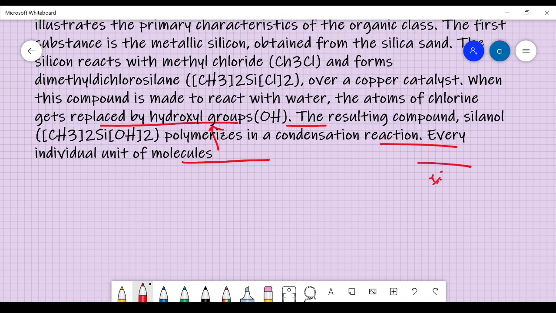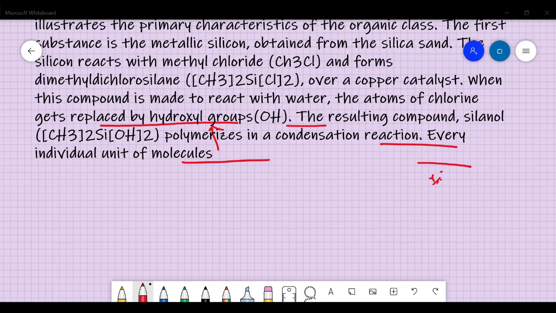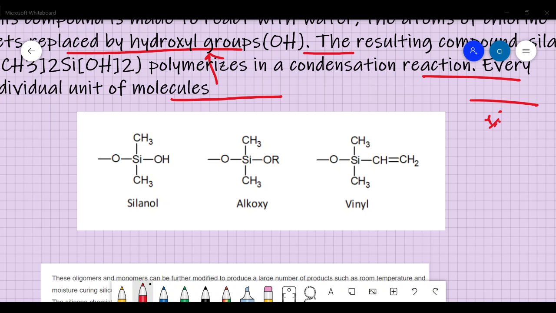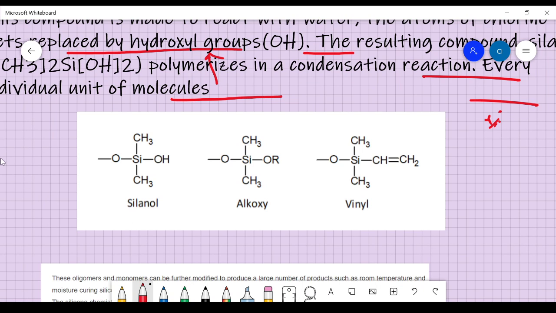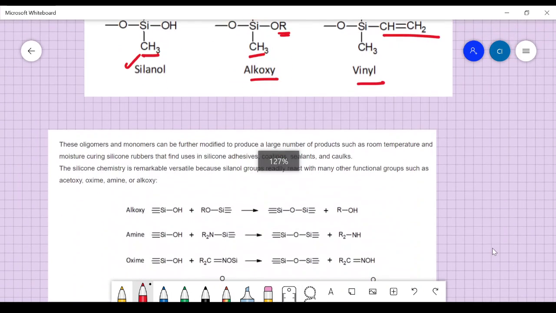So for the applications part, there are a lot of applications. Here is the major difference you have to write. When you have this CH3 only, you call it a silanol. When you have CH3, another CH3, and another R, then this is an alkoxysilane. And then when this OR is substituted by one vinyl group, this is called a vinyl silane. This is the widely used sealant.